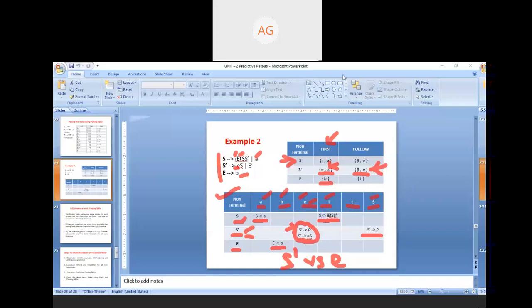So all of you understand this? This is the main concept: how we can determine whether a grammar is LL1 grammar or not. Once we find that a particular cell in the parsing table consists of two or more productions, that means the grammar is not LL1 grammar. Here the S dash versus E entry consists of two productions, so this grammar is not LL1 grammar.